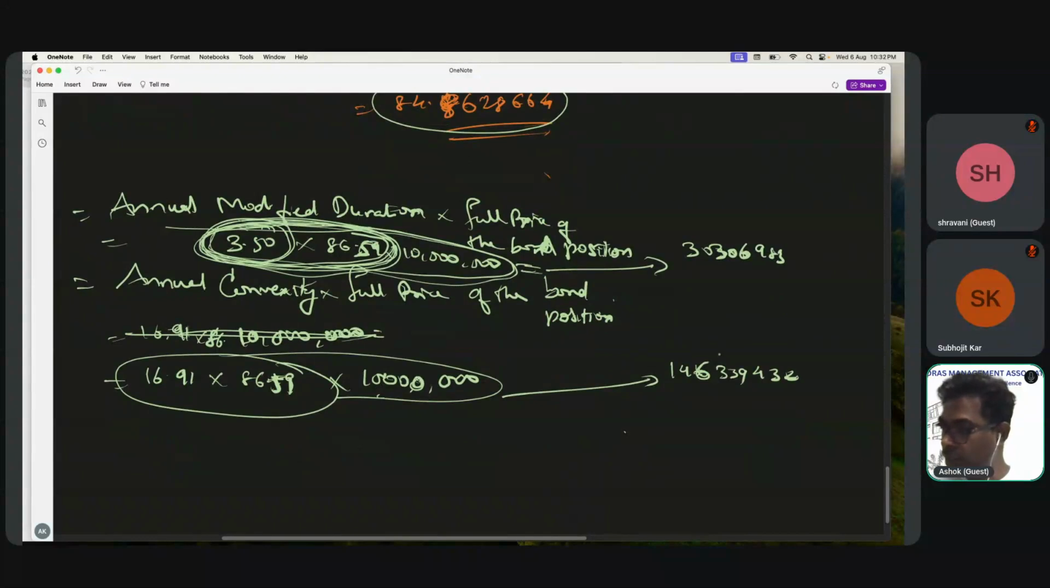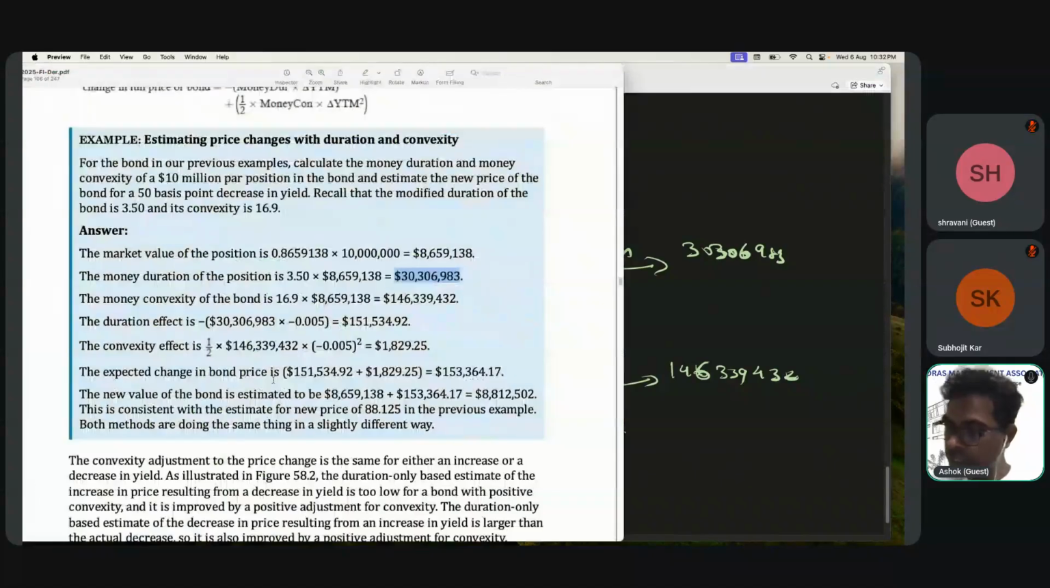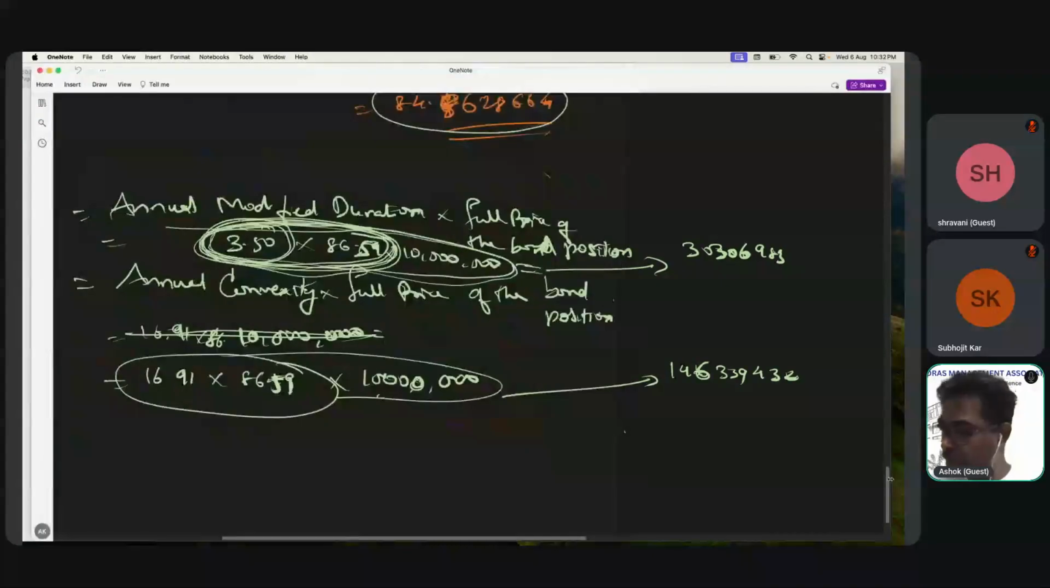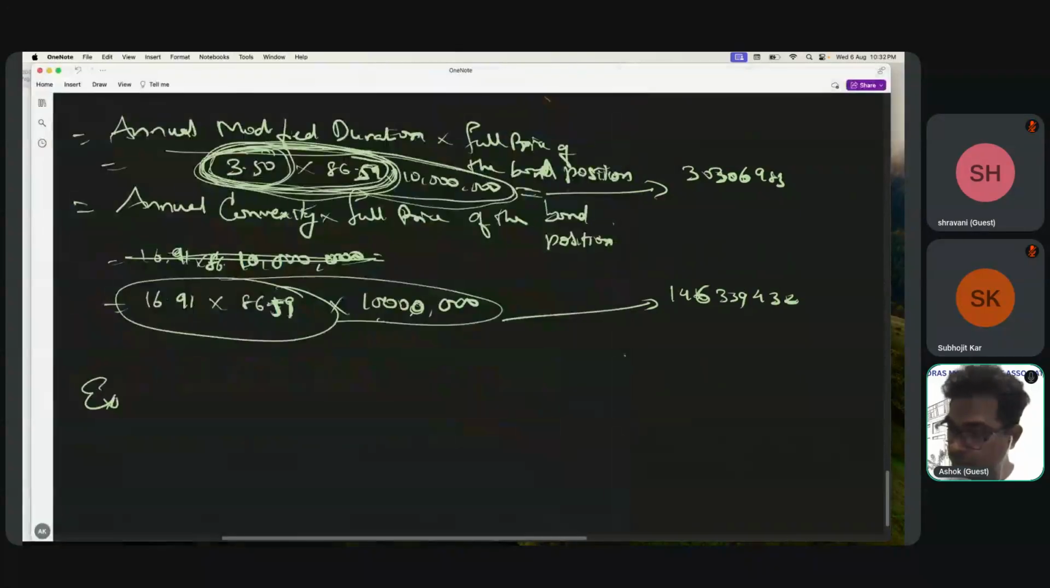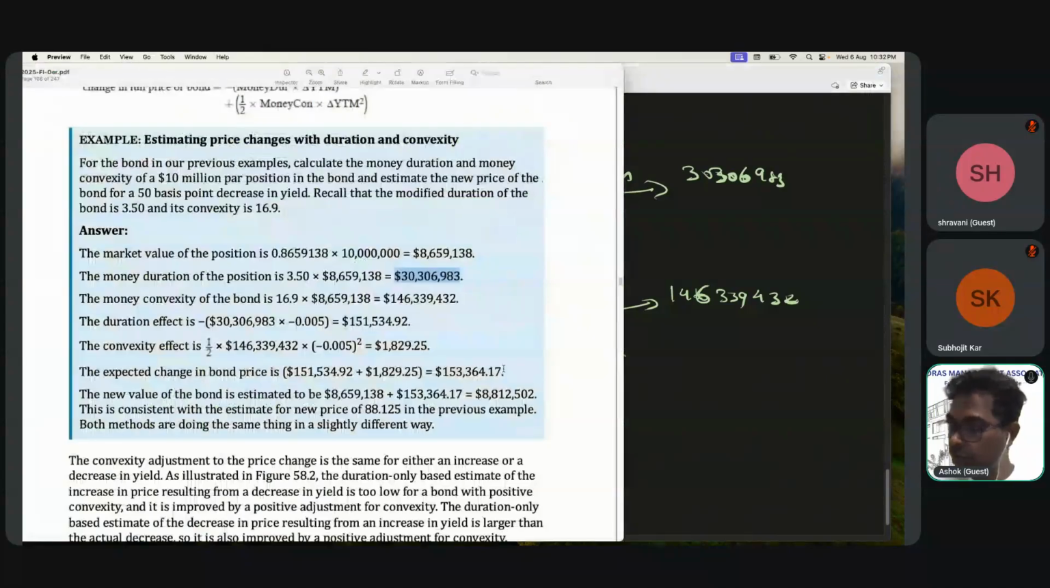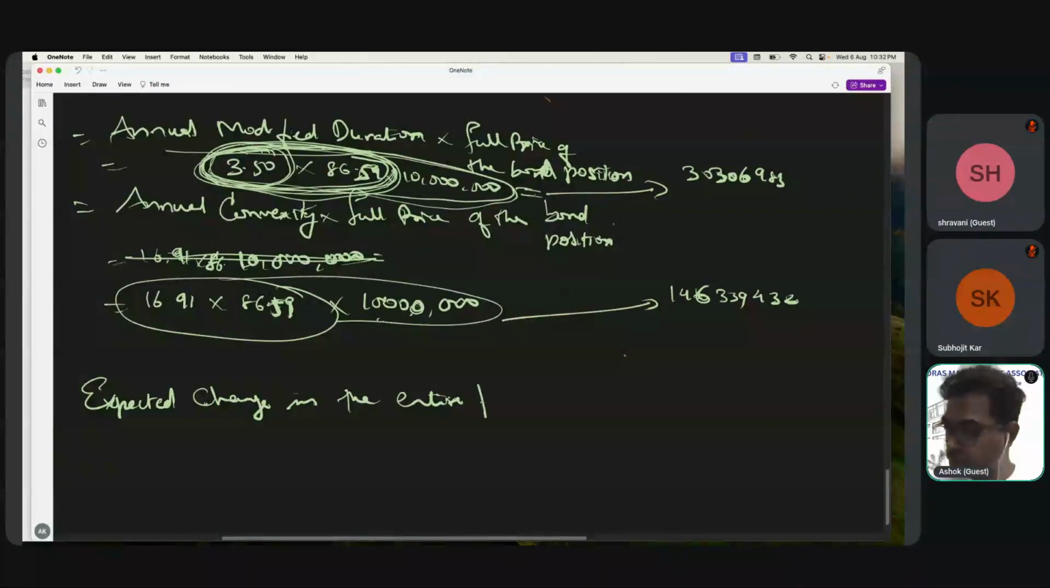Now, if I want to calculate the expected change in the entire portfolio, how will I calculate? Like I was doing the percentage change in bond price, right? Expected change in the entire portfolio. Portfolio means with the bonds. So what is the formula?